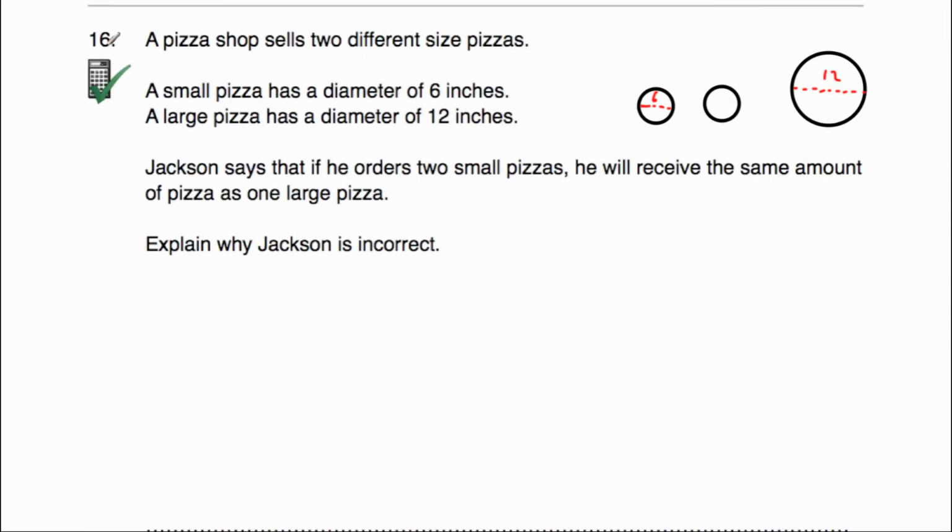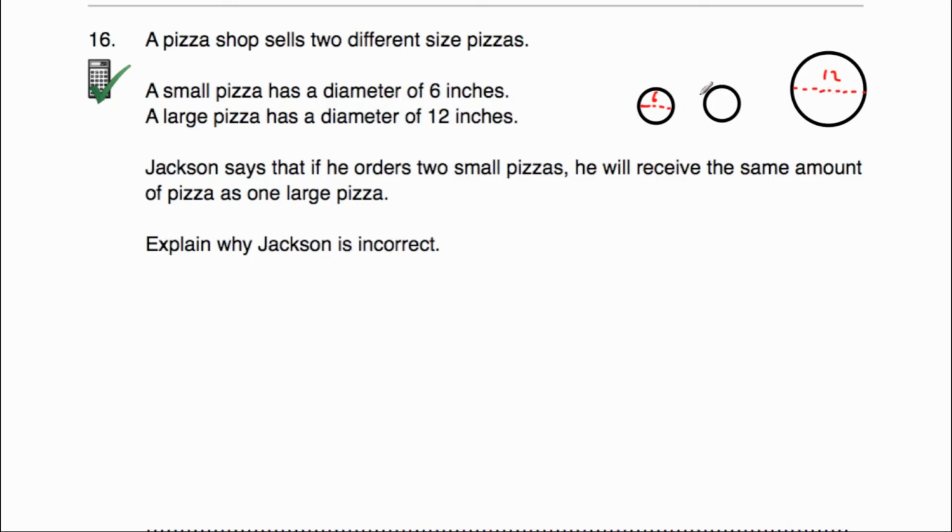Okay, let's have a look at question number 16. So question number 16 says, a pizza shop sells 2 different sized pizzas. They sell small pizzas with a diameter of 6 inches, or large pizzas with a diameter of 12 inches. And Jackson says that if he orders 2 small pizzas, he's going to receive the same amount of pizza as if he orders 1 large pizza. Explain why Jackson is incorrect.